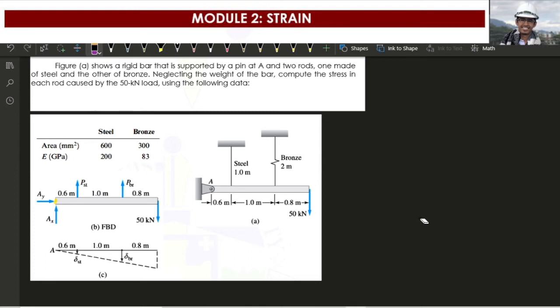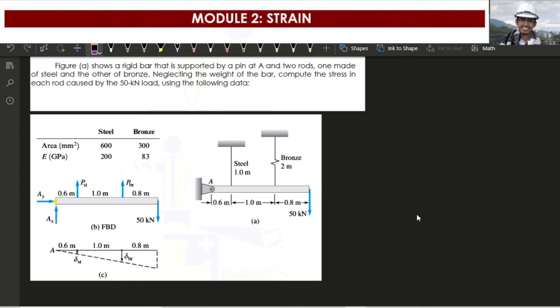So for our free body diagram, we have the bar supported at point A. So magkakaroon tayo ng horizontal and vertical reaction at point A, no? And magkakaroon din tayo ng reaction at steel and bronze. So meron tayong 4 unknowns and only 3 equations sa ating equilibrium, di ba? Summation of forces horizontal, vertical, and summation of moment. Now, yung equation na mabubuo natin without getting the reaction at point A is we will take summation of moment at point A.